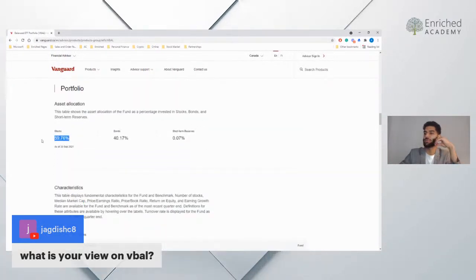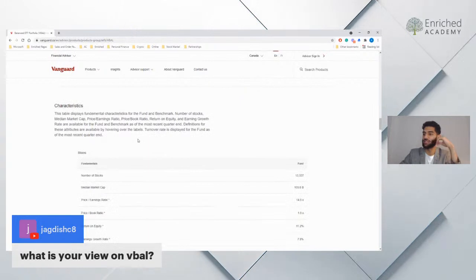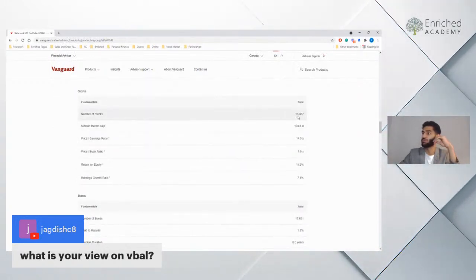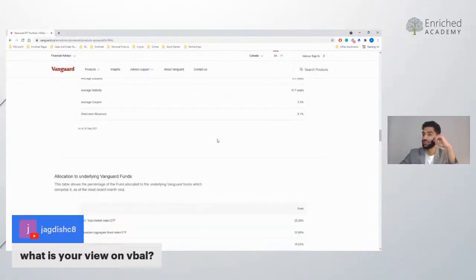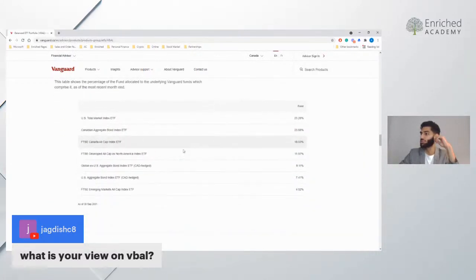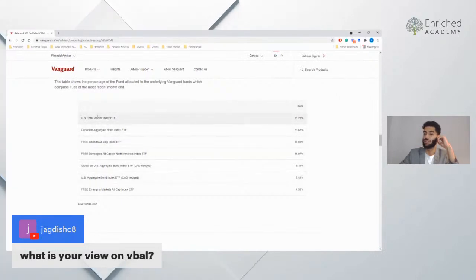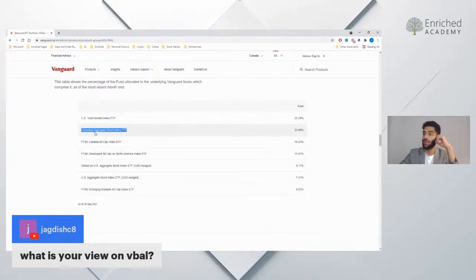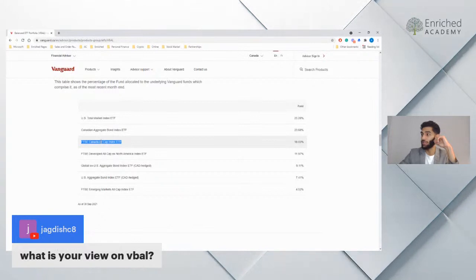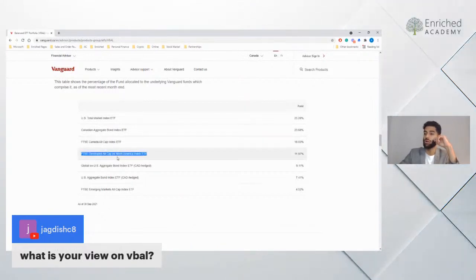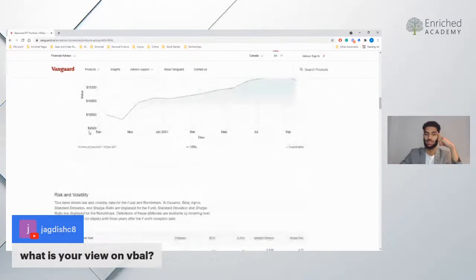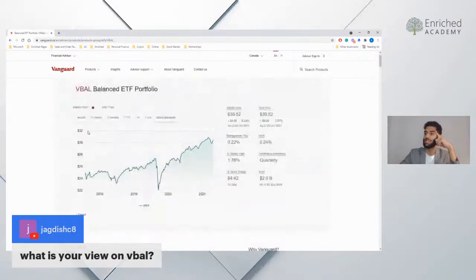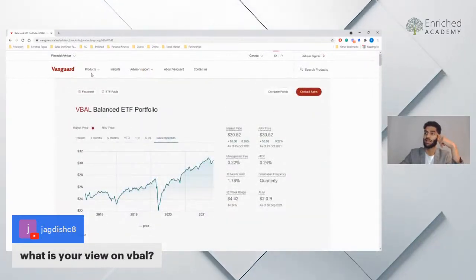So you can see it's 60% stocks, 40% bonds, very safe. You can see the number of stocks, 13,000. Number of bonds, 17,000. Very diversified. And these are the different ETFs inside of it. So you have a US ETF, a Canada ETF, another Canada ETF, a developed all cap ETF, global bond ETF. So I like these. I think they're great. It's a really simple solution where you could just buy one ETF and this takes care of your entire asset allocation.